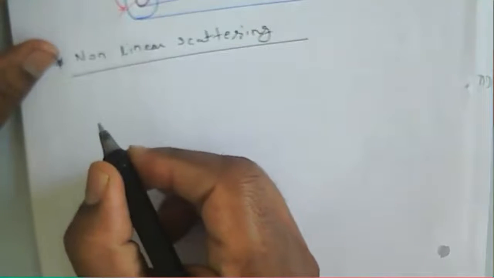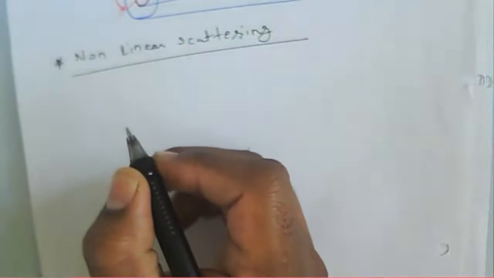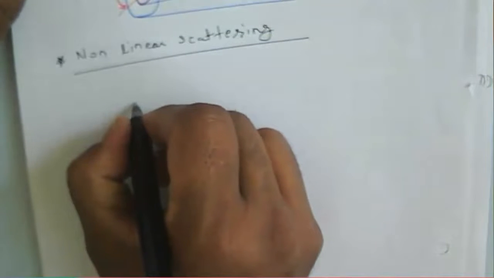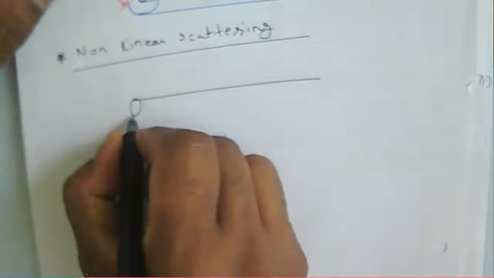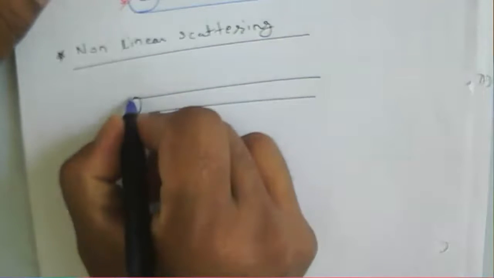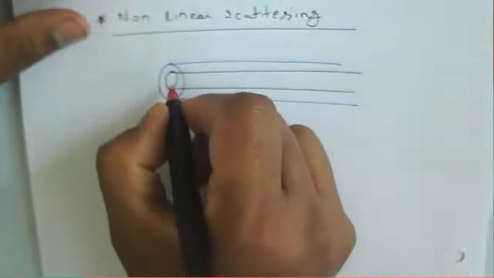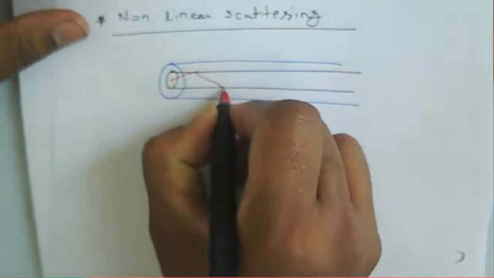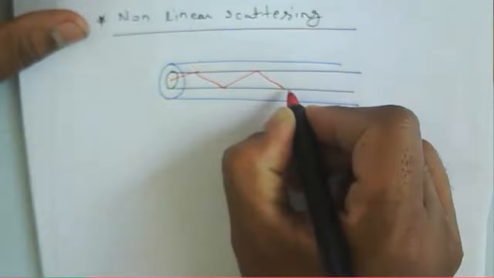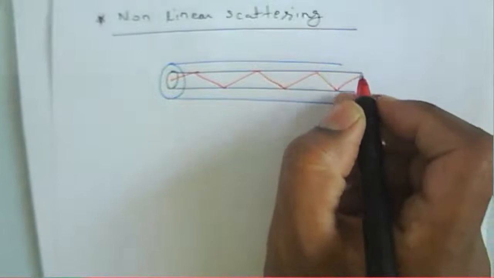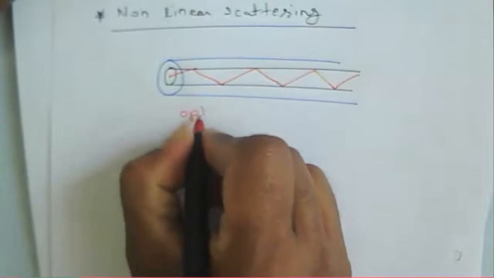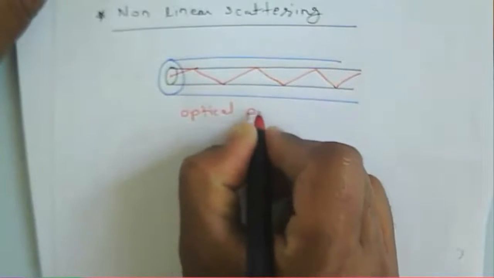Now, in non-linear scattering, what happens here? A signal propagating means that light rays or modes are propagating through the fiber, and they have some particular power. That is, the signal has some optical power.